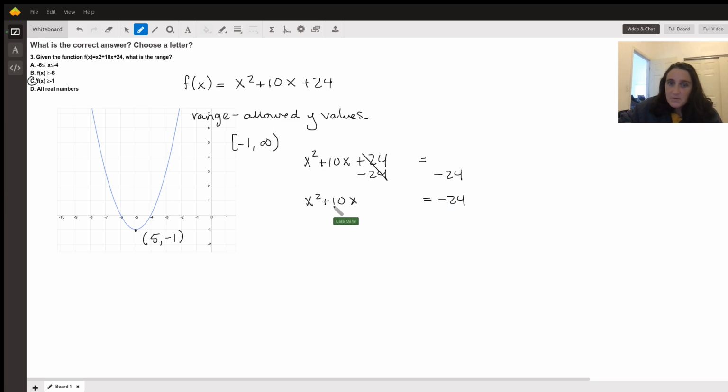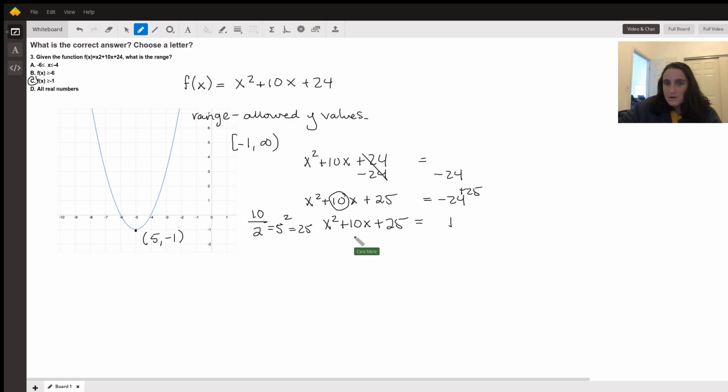To complete the square, you take this 10, divide by 2, which gives you 5, and square it, which is 25. Then I add this to both sides of my equation, because what I do to one side, I must always do to the other. So now I'm left with x squared plus 10x plus 25 is equal to 1.